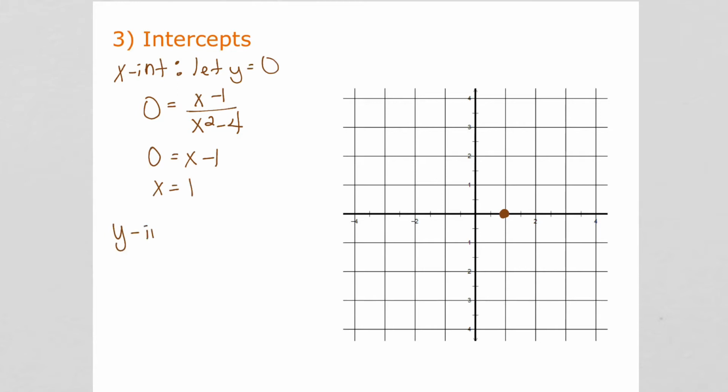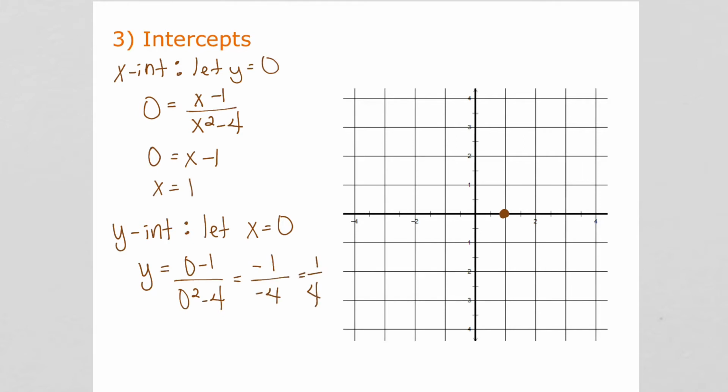Then we want our y-intercept. Whenever we want a y-intercept, we let x be 0. So we'll have negative 1 over negative 4, or 1/4. So our y-intercept is at 0, 1/4. So something like that. And we'll go back up. Our x-intercept was at 1, 0. I'll write that out. Okay, next.